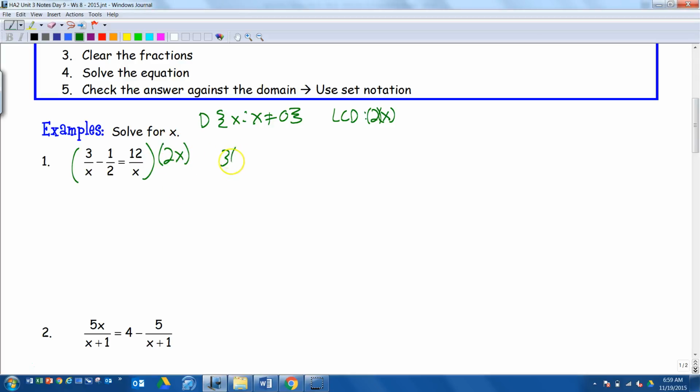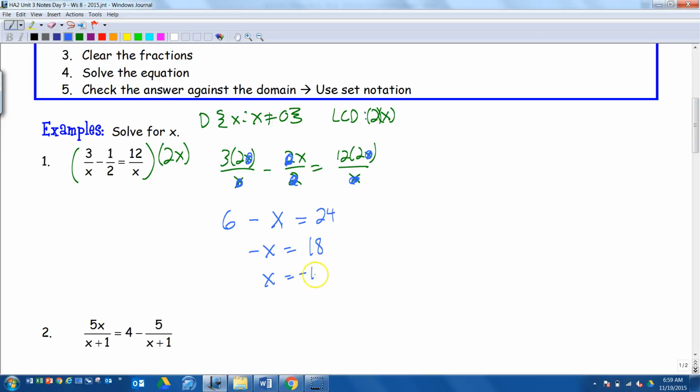So I get 3 times 2x over x minus 2x over 2 equals 12 times 2x over x. Again, the reason why we did that is now that these go away, we're left with a 6 minus, these go away, x equals, these go away, 24. Move that over, you get negative x is equal to positive 18, or x is equal to negative 18.